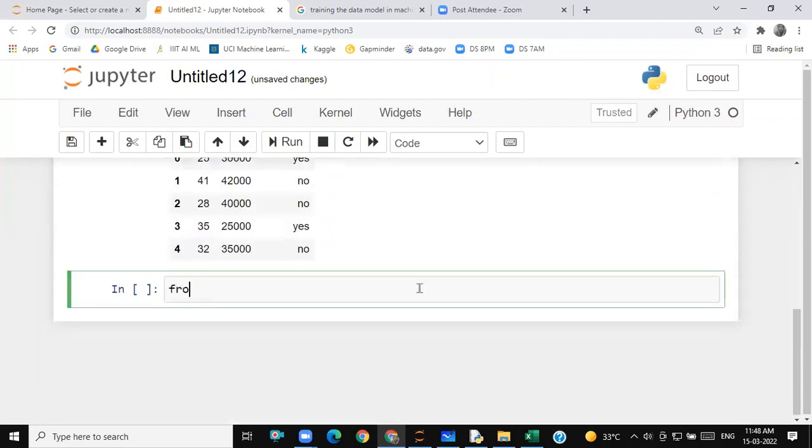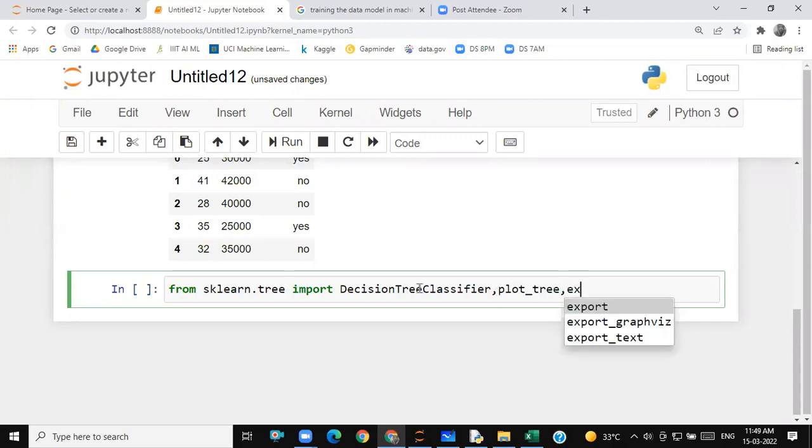For that, we have some libraries. From sklearn, this is what we call the tree model. There is a decision tree. So from sklearn, we are going to import the trees module, with a function called DecisionTreeClassifier. I'm also importing some more, which are plot_tree and export_text.